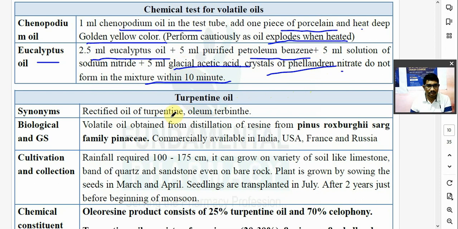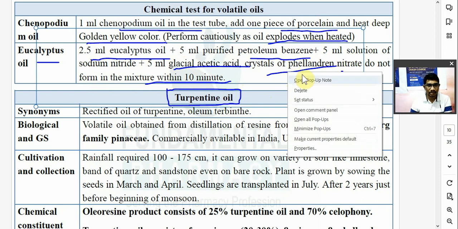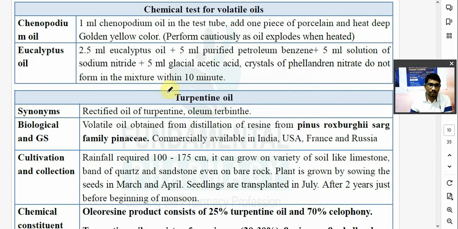Next one is the turpentine oil. So the term terpene itself was obtained from the turpentine oil, because the oil is obtained from a pine tree. It was obtained from the distillation of resin obtained from the pine tree. You are going to get a turpentine oil, and that was a hydrocarbon, and that's why they have given the name terpenes. Okay. So synonym क्या है इसका? It is known as the rectified oil of turpentine, and it is also known as the oleum terebinthinae.